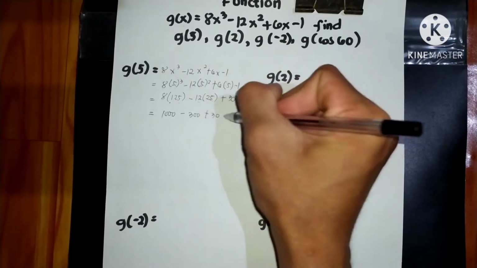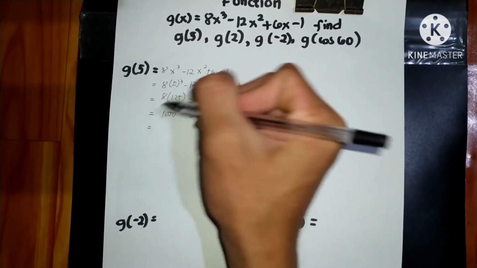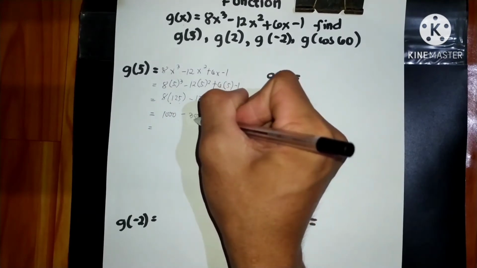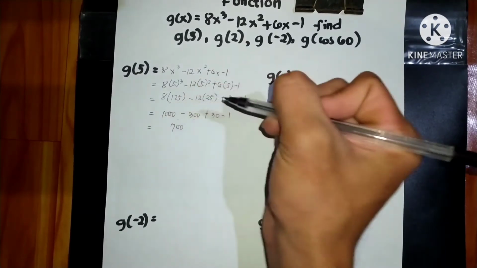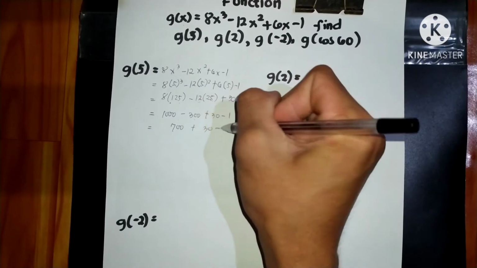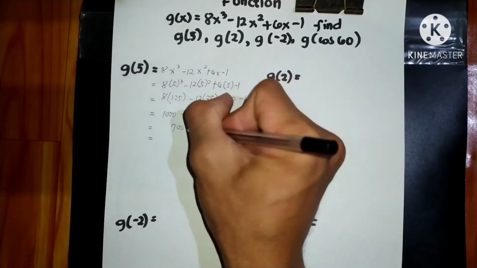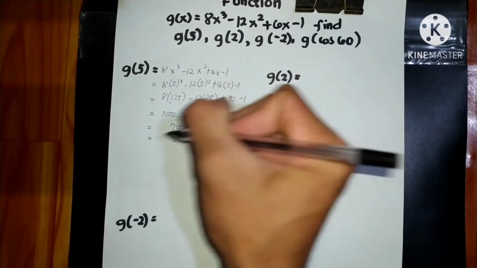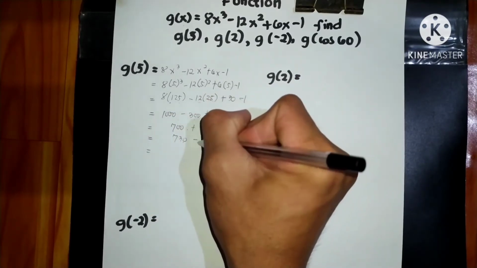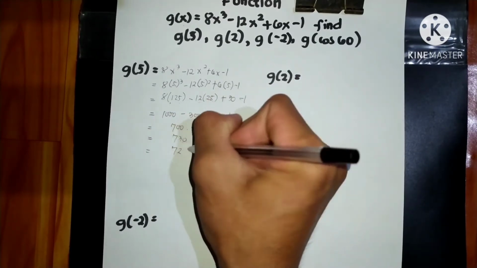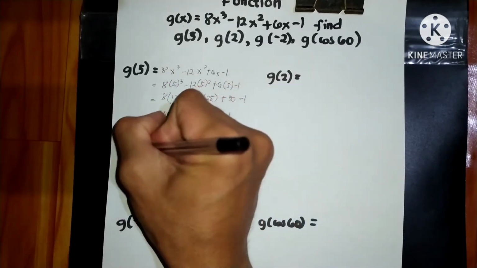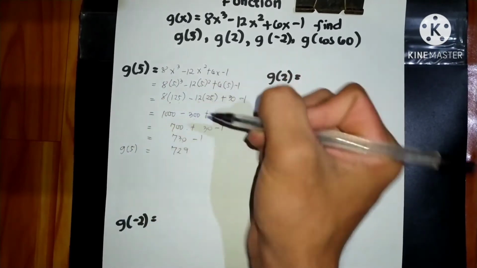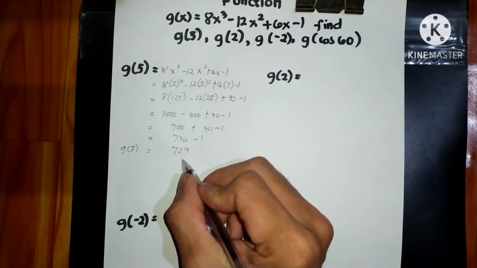Plus 30 minus 1. 1,000 minus 300 is equals to 700 plus 30 minus 1. 700 plus 30 is equals to 730 minus 1. 730 minus 1 is equals to 729. Therefore, the value of g of 5 is equals to 729.